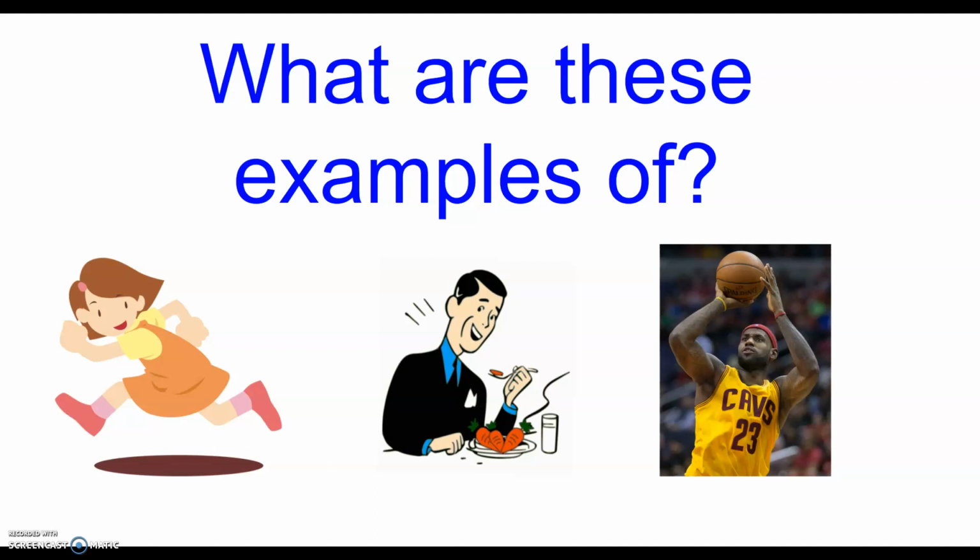So, clase, go ahead and look at these 3 photos and tell me what each of them is an example of. What is happening in each of the pictures? What do they have in common? Okay, we have a girl running, a guy eating, and someone playing basketball. Correct, they are verbs. An action is happening in each of these pictures, okay?